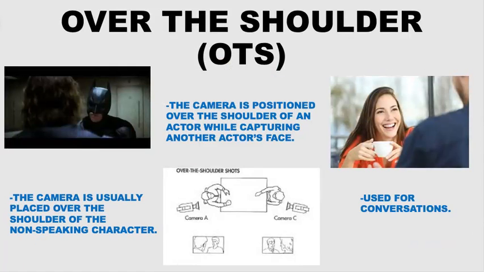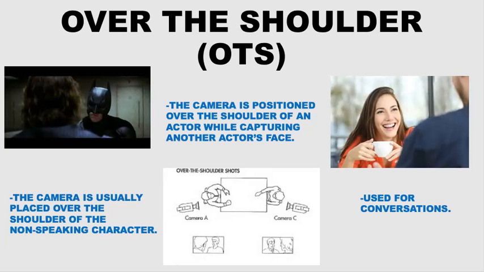Next, we're going to be talking about the over-the-shoulder shot, which is also called an OTS. Now, for this, I also wanted to include a shot of where the camera should be positioned, and you can see that in the bottom. So the camera is positioned over the shoulder of an actor while capturing another actor's face. The camera is usually placed over the shoulder of the non-speaking character. And most of the time, this is going to be used for conversations.